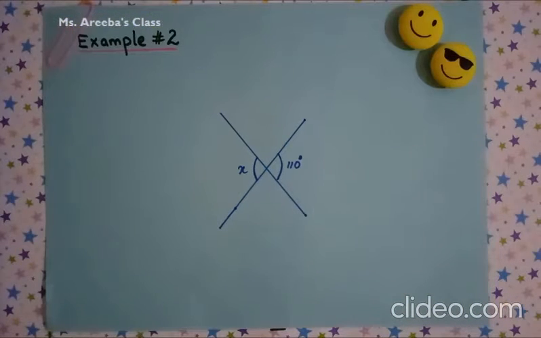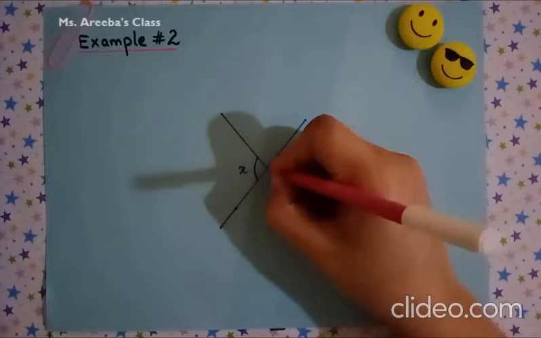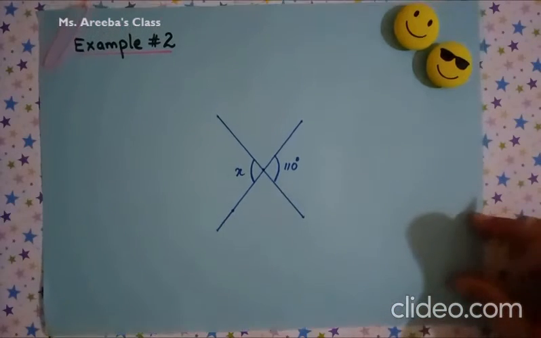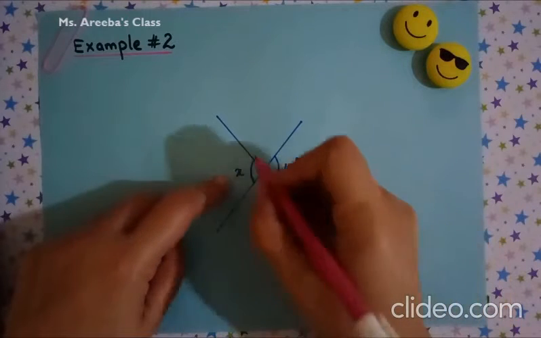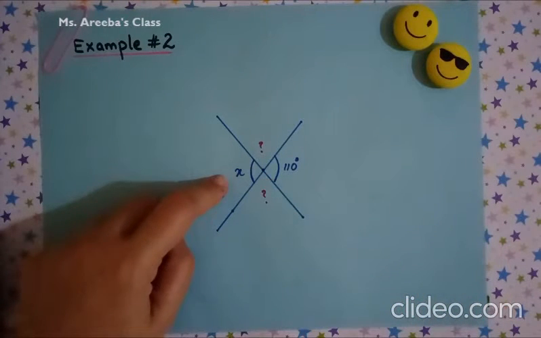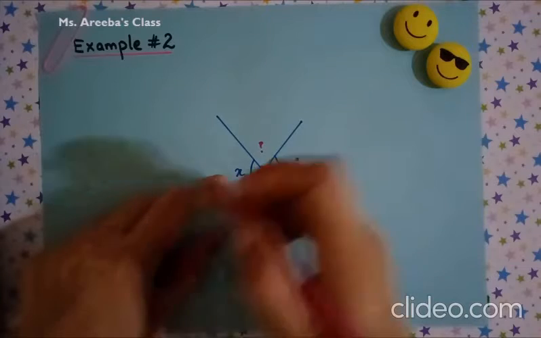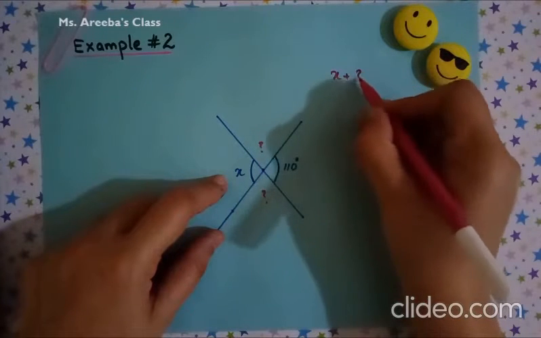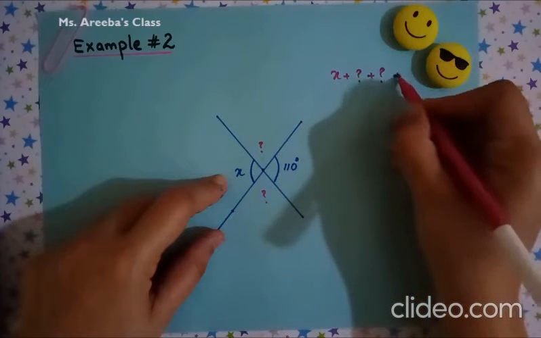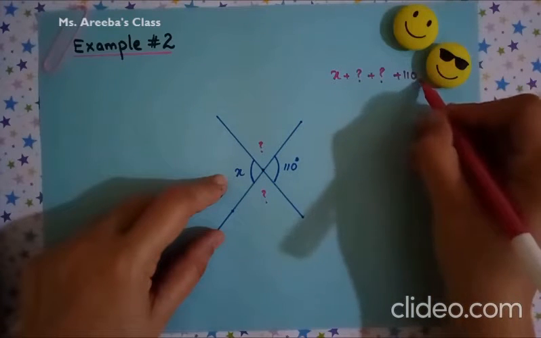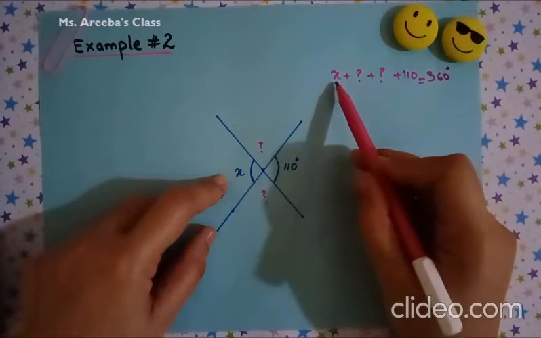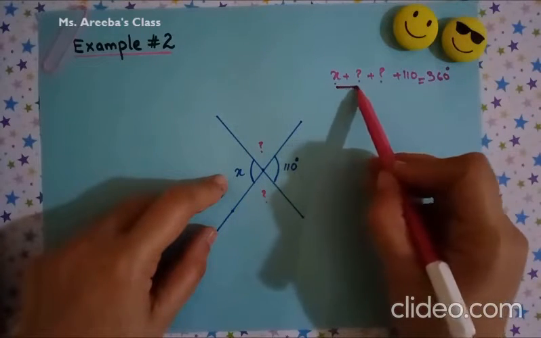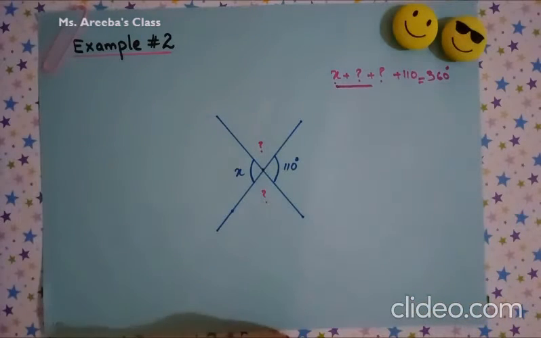Now here is another example of angles around a point, but now you can see that one of the angles is x, the other angle is 110, but here these two angles are also unknown. So if we take x plus unknown angle plus unknown angle plus 110 is equal to 360 degrees, we can't find the value of x because we have three unknown values. Now I will think about another option.